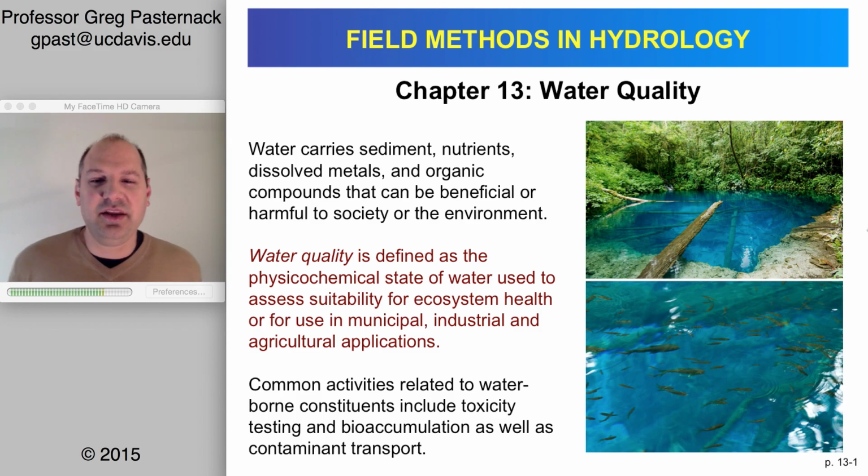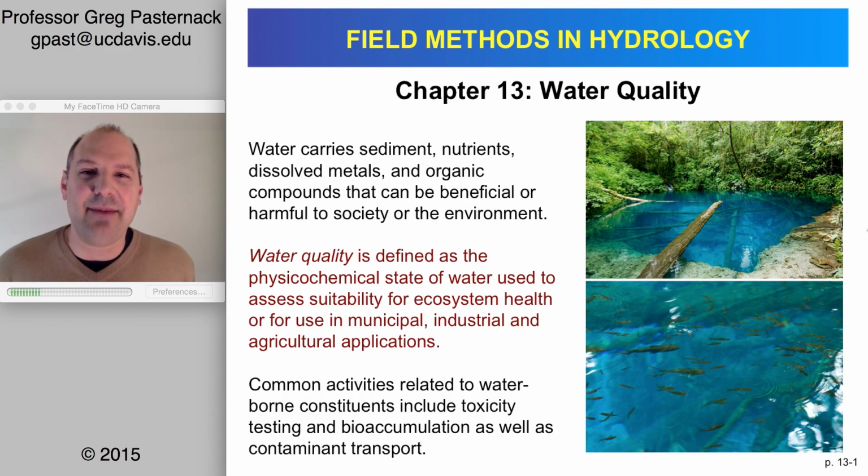So water quality is defined as the physicochemical state of water used to assess suitability for ecosystem health and for use in municipal, industrial, and agricultural applications. And we are typically interested in worrying about the toxicity. What's the harm that can happen to people as a result of constituents? And how might that, what we call, bioaccumulate? And I'll come back to that topic.